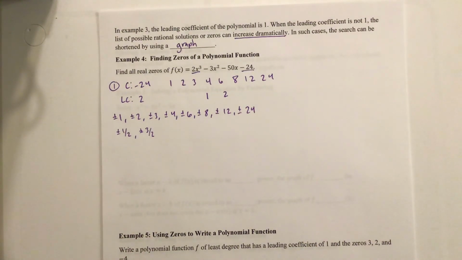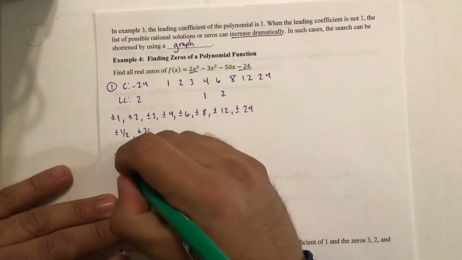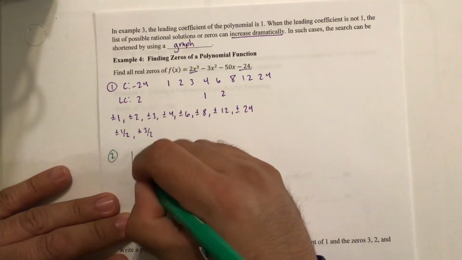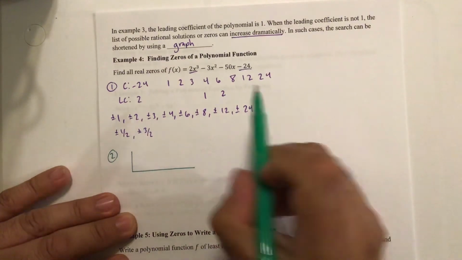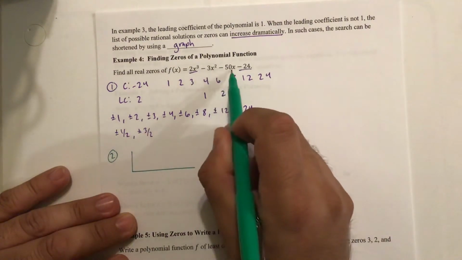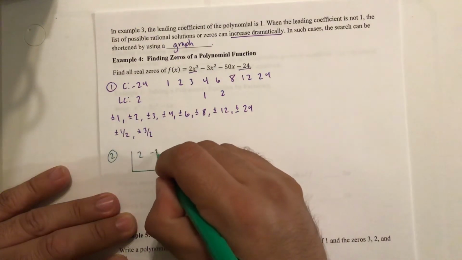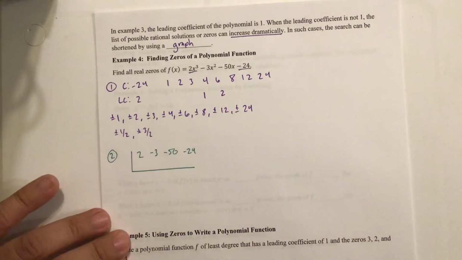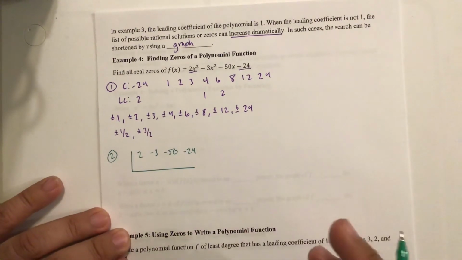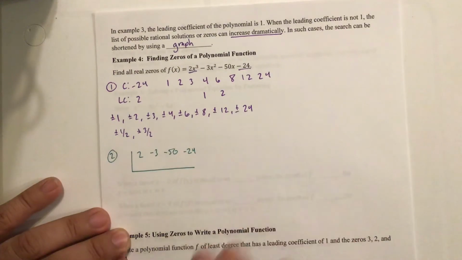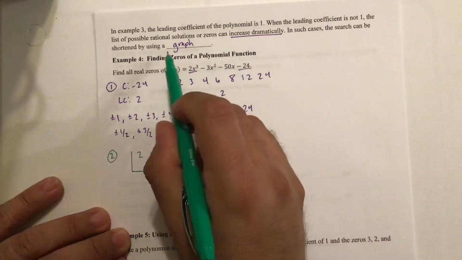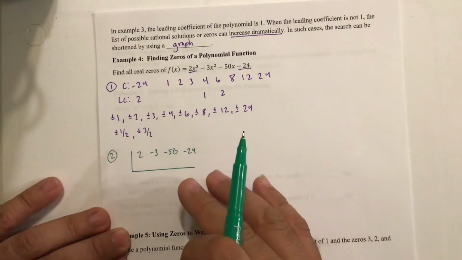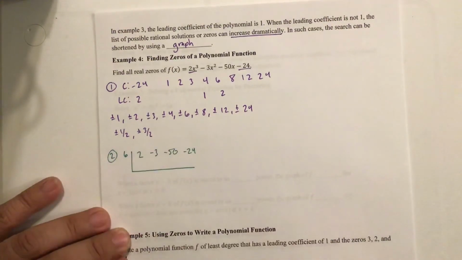All right, step 2. We are going to use synthetic division to find one of our roots. So here is my polynomial, x cubed, x squared, x, constant. So we have 2, negative 3, negative 50, and negative 24. From here, I already put it in a graph because I didn't want to spend too much time. So that's what it says: in such cases, use a graph to figure it out quicker. So I typed it into my graph, and I saw that 6 should be a solution. So I'm going to show synthetic division to prove that it is.